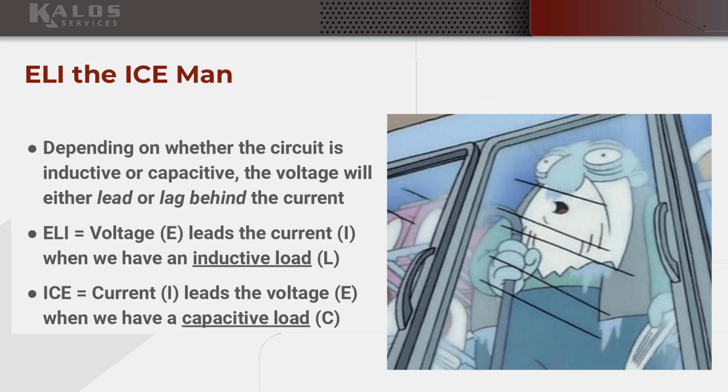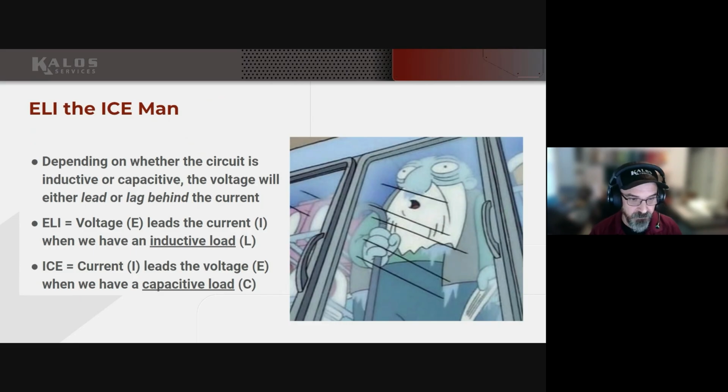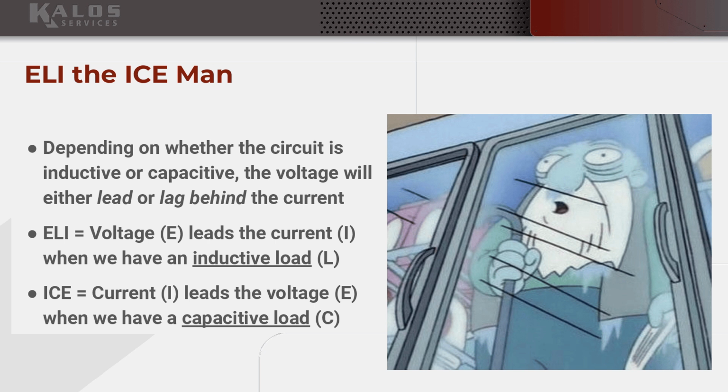So, an important concept to understand why we're even talking about capacitors. If we want to understand how a single-phase motor spins, we need to remember ELI the ICEman. I suppose you don't have to remember it, but I've always remembered it since high school. I'll tell you what this stands for. ELI and ICE are characters that represent a value, right? E being voltage, L stands for inductance, C stands for capacitance, and I stands for current.